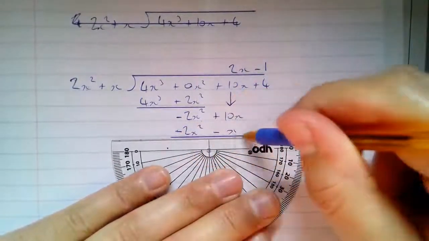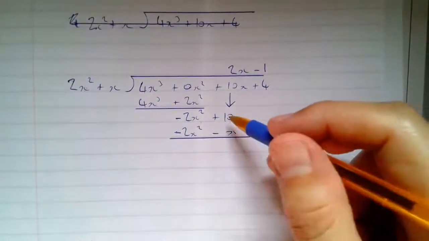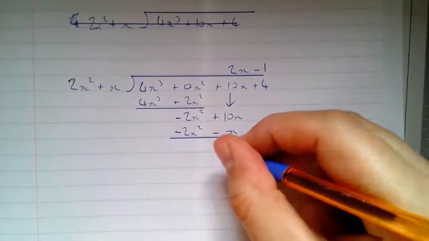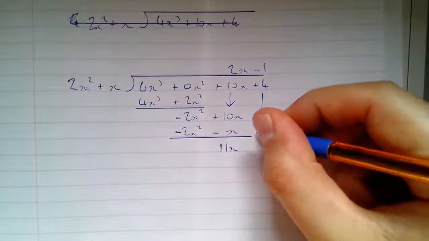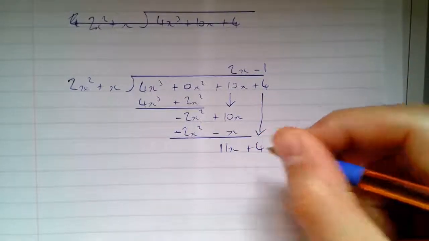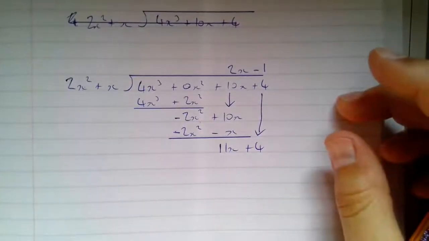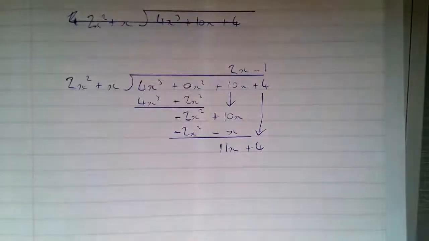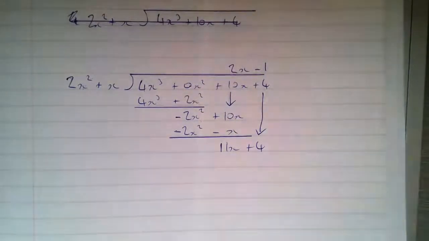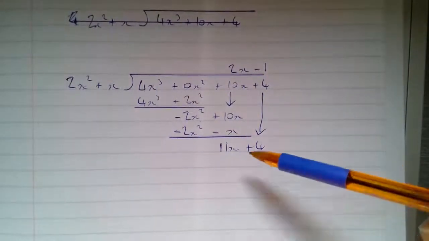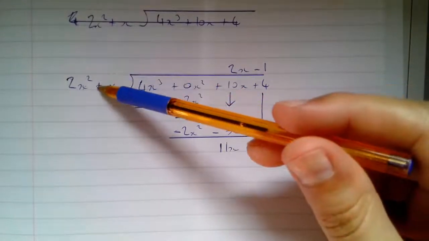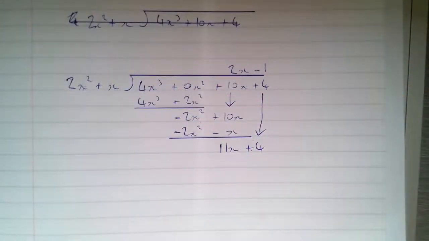And if I take one away from the other, 10x take away negative x gives me 11x. And I bring down my plus 4. At this stage I could probably go again, however, there could be some confusion, so let's just gloss over that for a sec. Now I've got a remainder here, and my remainder is definitely less in order than my divisor.